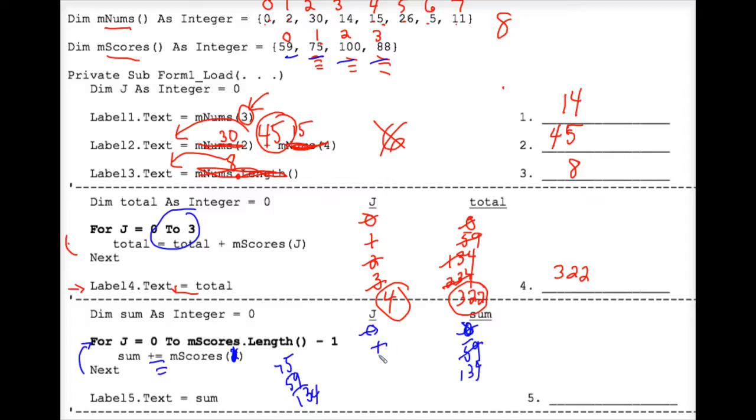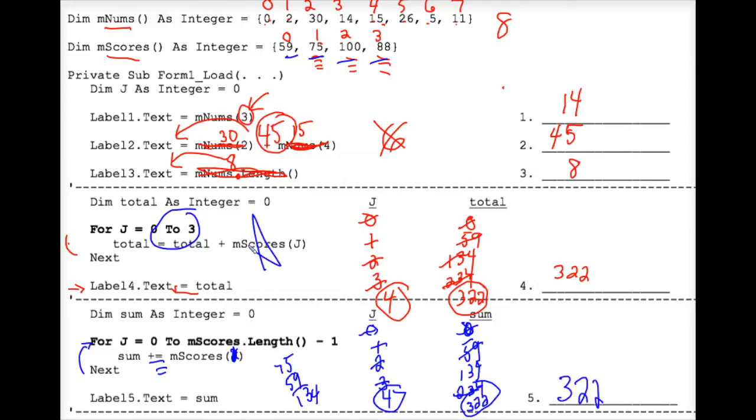J bumps up to 2, which means we're taking the number 100 and we're adding it to 134. J bumps up to 3, which means we're up to the 88, and 88 added to that is 322. J does bump up to 4, and it stops, and the answer here in label 5 is also 322.